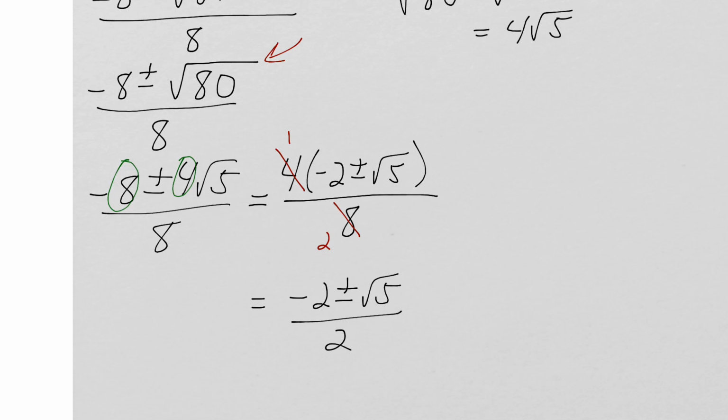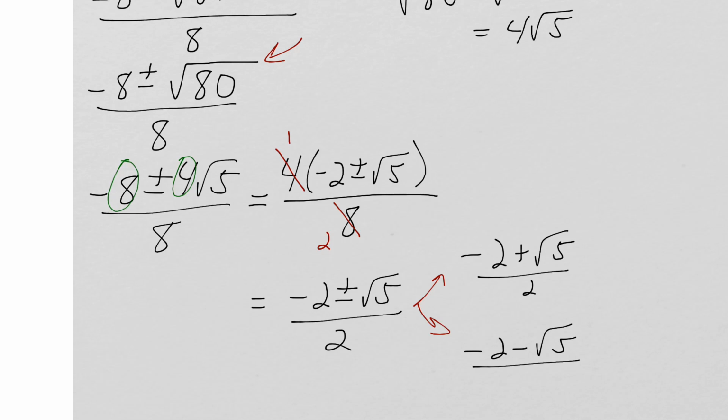And yes, it's still in radical form. We haven't written it as a decimal, but it now is in its simplest radical form. And if we wanted to, we could separate this into its two solutions, negative 2 plus the square root of 5 all over 2, and negative 2 minus the square root of 5 all over 2. Although it would be just as okay to leave the answer in this simplified radical form. So that's a third example of utilizing the quadratic formula to solve quadratic equations.